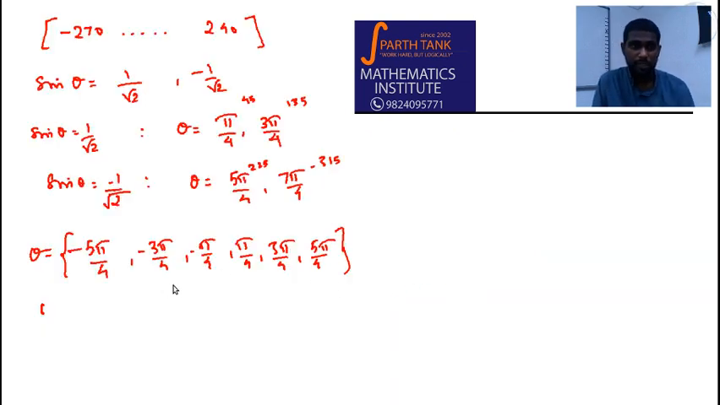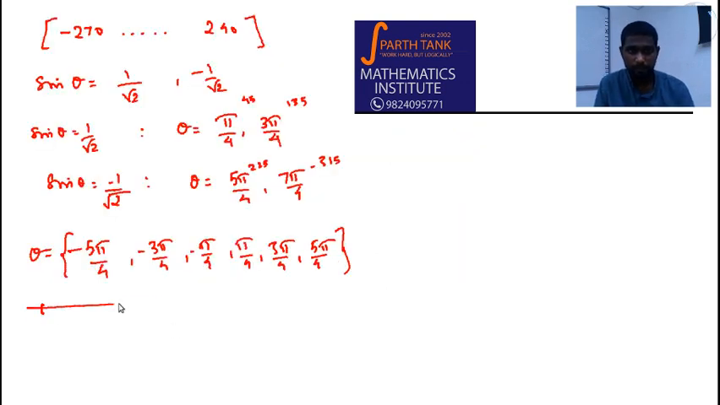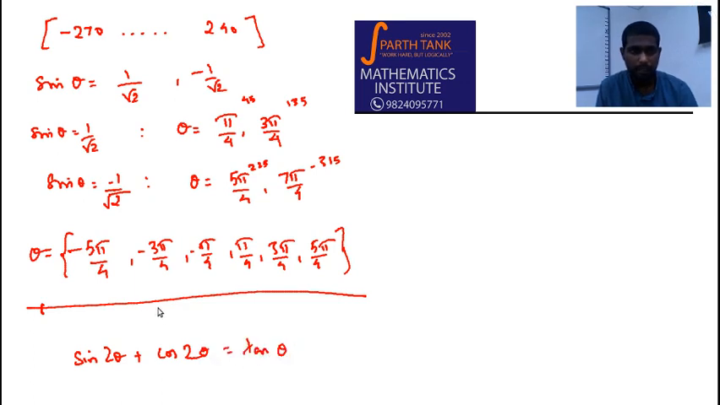Now there are 3 values here and 6 values here, and we have to see about the second equation. The second equation says sin 2 theta plus cos 2 theta is tan theta. Theta has another 3 values: minus pi by 2, minus 3 pi by 2 and pi by 2. So 9 possible solutions of equation 1 are there.